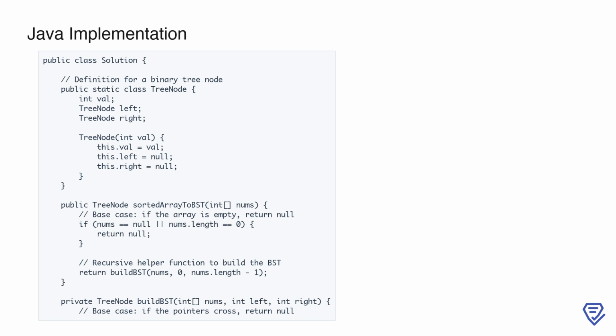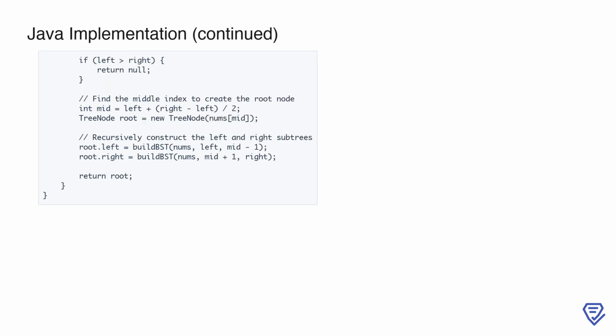If that's the case, we return null since there's no tree to build. Otherwise, we call a helper method, buildBST, which will recursively construct the binary search tree. This method is passed the array along with two indices, left and right, to indicate the current range of the array being processed. In the buildBST method, we first handle its base case.